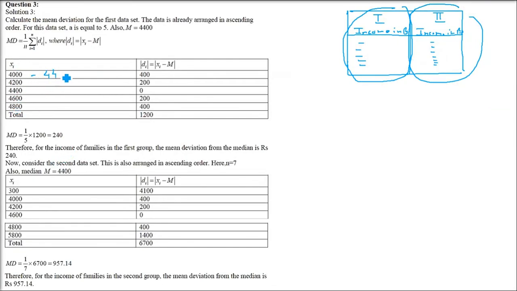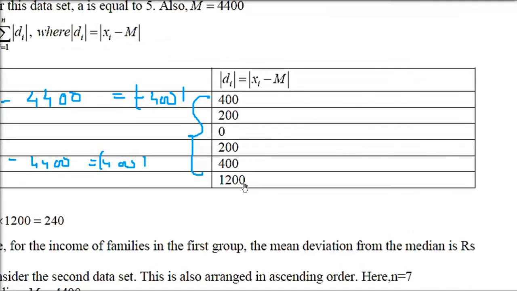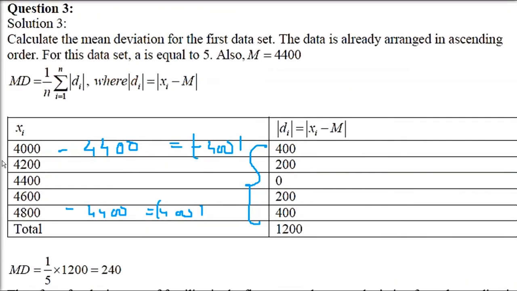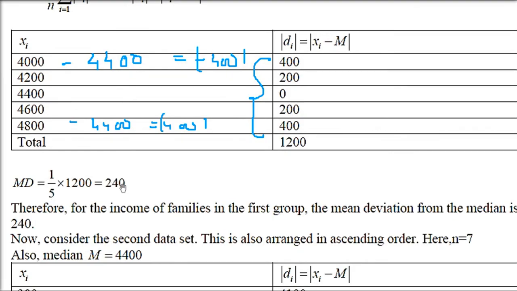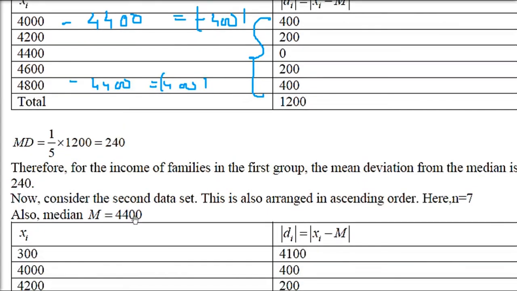So subtract 4400 from each element. The first one will be -400. Then you have to take the modulus. You have to do it for each and every element. Whatever you get, you have to take the modulus and then add them. When you add them, 1200 will come. Now you have to divide by how many elements there are, 5. So 1200 divided by 5 is going to be 240. So the mean deviation of the first list around the median is 240.